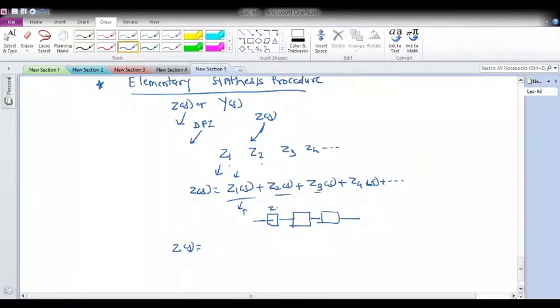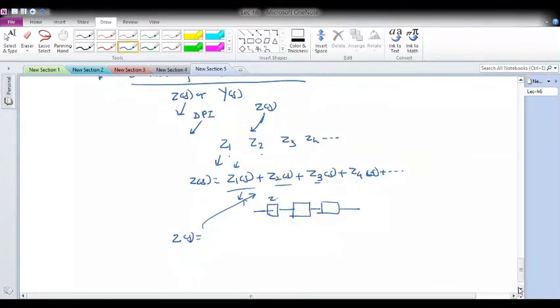So for that, from this Z of S, we have to convert it into a number of individual Zi's of S. This is basically what we have to do. We have to break up this Z of S into a sum of Zi's, which will be positive real functions, and then you individually synthesize them.